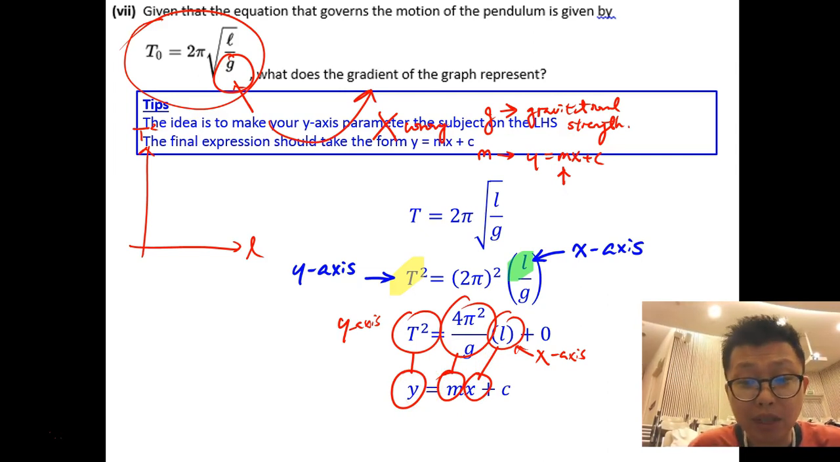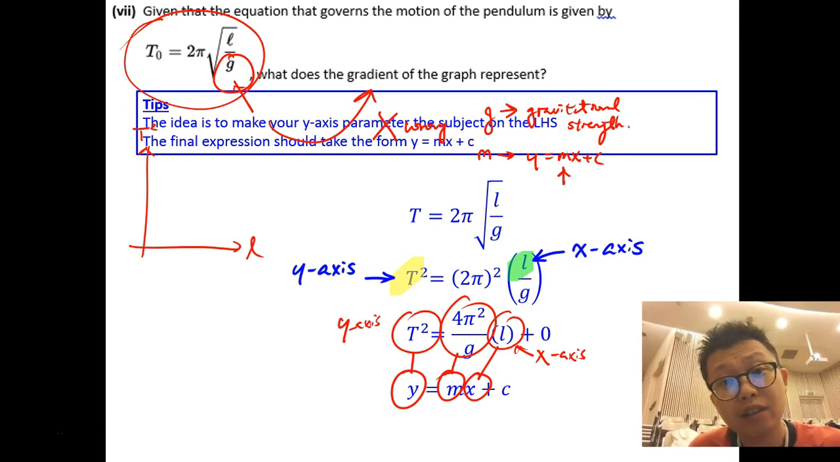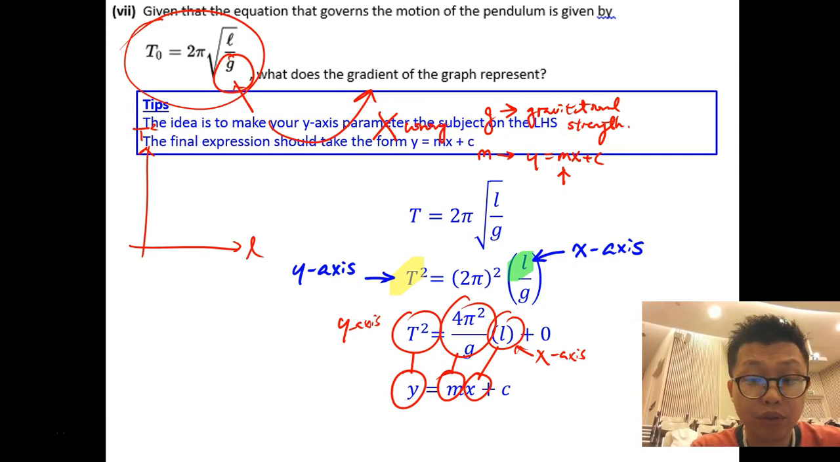Then some of you may be asking me, teacher, but my c is not 0. Does it mean that you are wrong? It's fine because experiment has random error. But your gradient should match with my value. Okay, so it doesn't matter whether your c is 0 or some other value. As long as you have completed your experiment correctly, your gradient value will be very similar to the teacher's value.